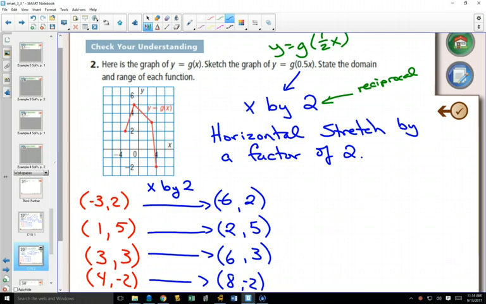We're going to draw those points on now. -6, 2. 2, 5. 6, 3, and 8, -2. And think about that accordion kind of thing. Have we stretched things away from the y-axis? Does it appear that that's the case?